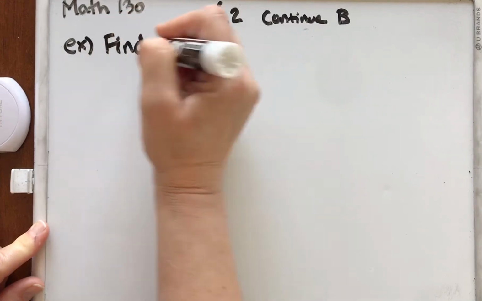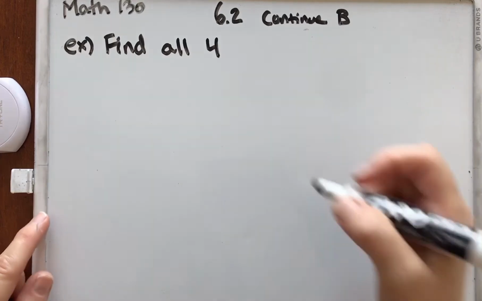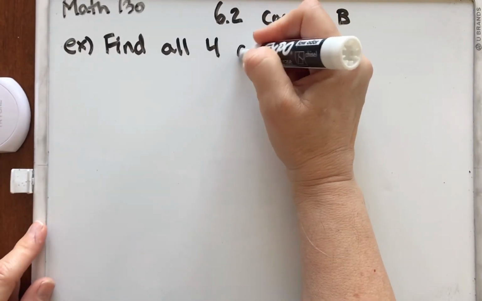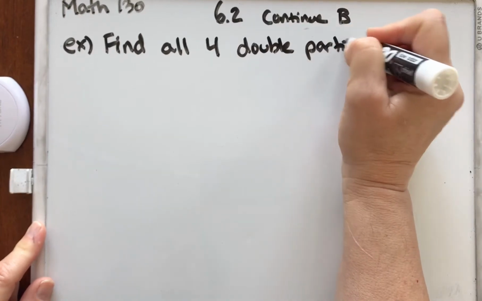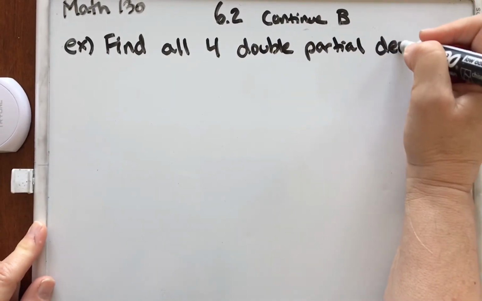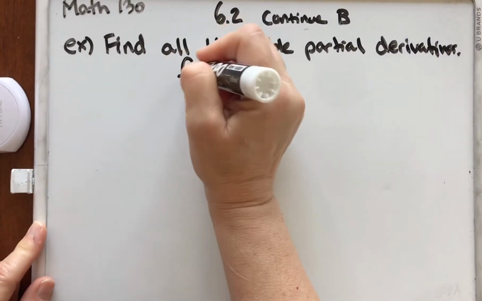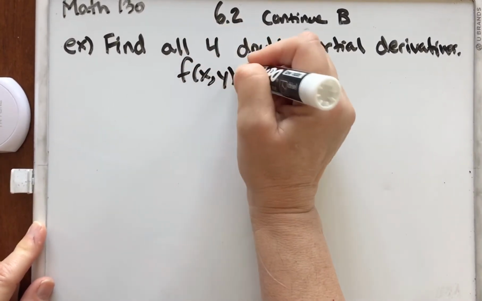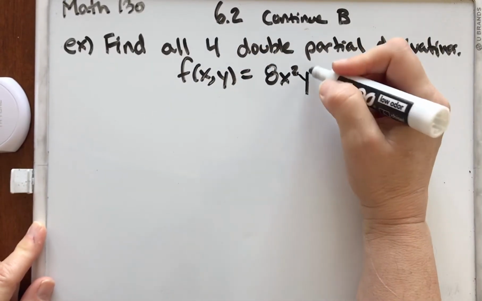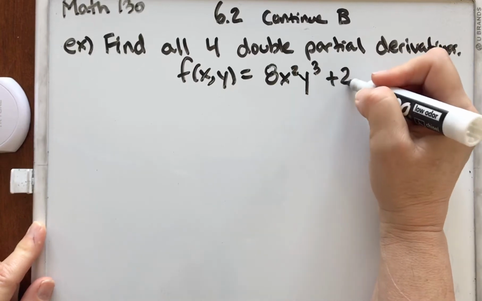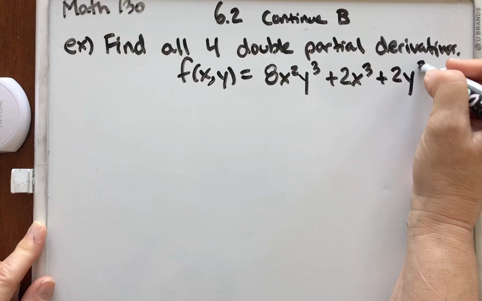Find all four double partial derivatives. Okay, so here's the equation. f(x, y) equals 8x squared y cubed plus 2x cubed plus 2y squared.